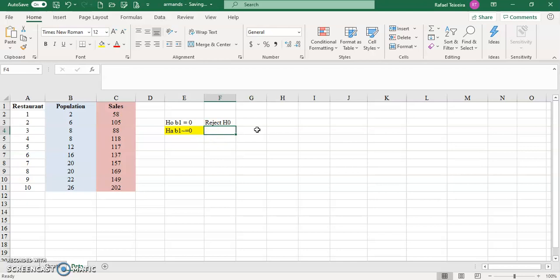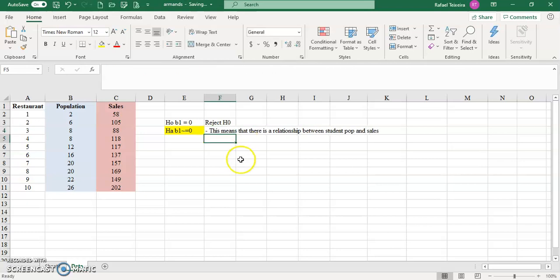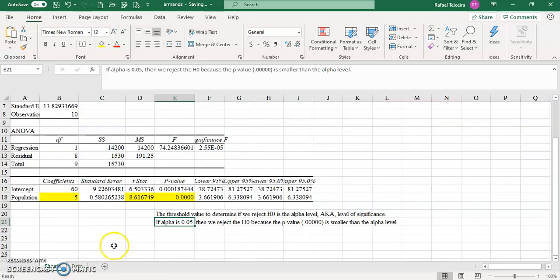This means that there is a relationship between student population and sales. Okay, that's it. It's over.